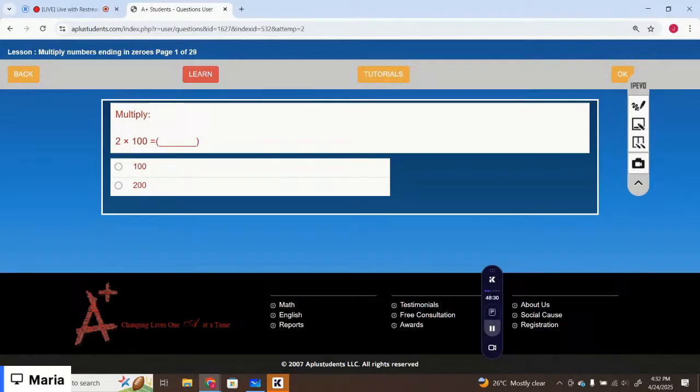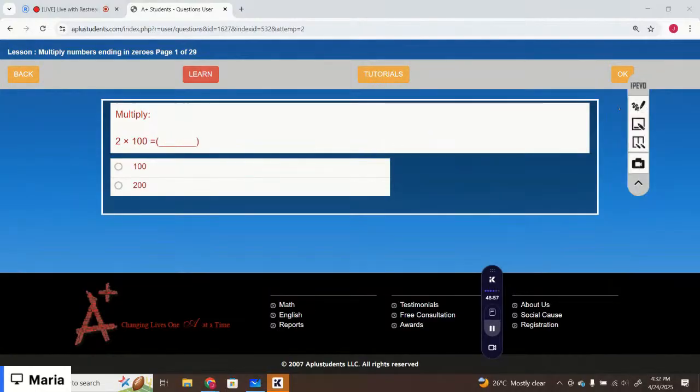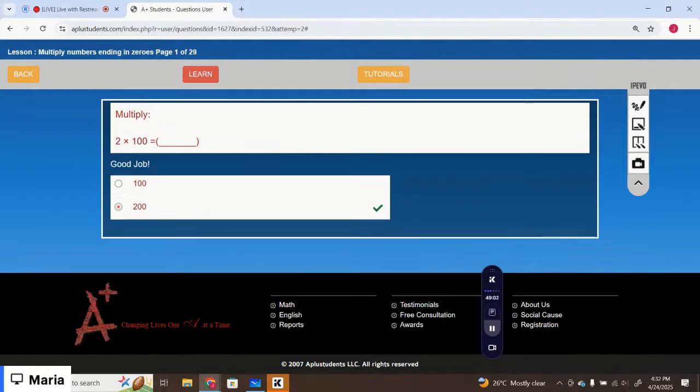100 times 2 is. Just do the non-zero. Just multiply the non-zero values. 2 times 1 is 2. Then add the other two zeros. So that is 200. Option number 2 is the correct option. 100 times 2 is 200. Option number 2 is the correct option.